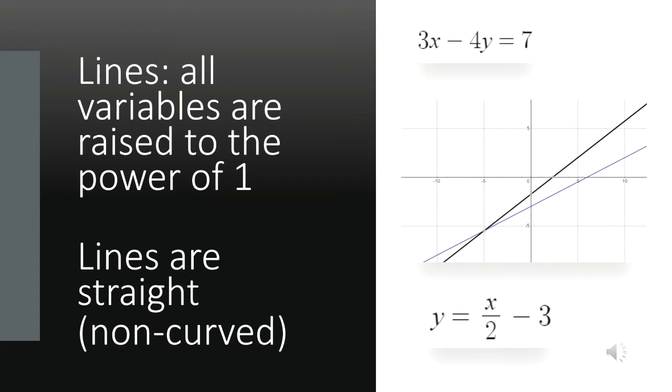X and y in both of those formulas are raised to the first power, or raised to the power of 1. Lines can be recognized by their graphs because they are straight. They are not curved. There's no curving at all in a line. And that is what really distinguishes a line from any other type of graph.